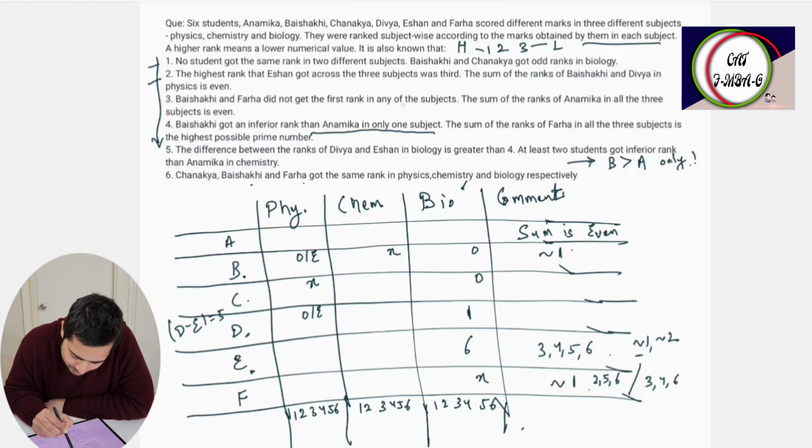Baisakhi and Farah did not get first rank. The sum of ranks of Anamika and D is even. Done. Baisakhi got an inferior rank than Anamika in only one subject. The sum of the ranks of Farah in all three is a possible prime number.